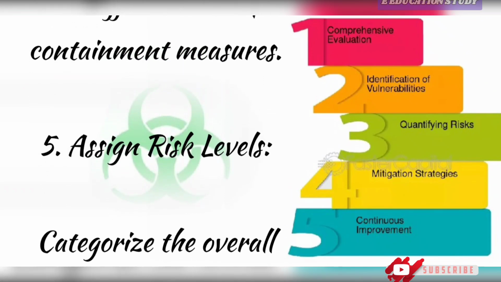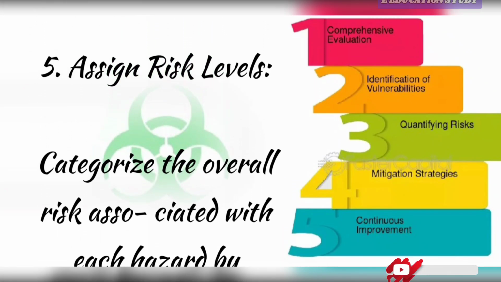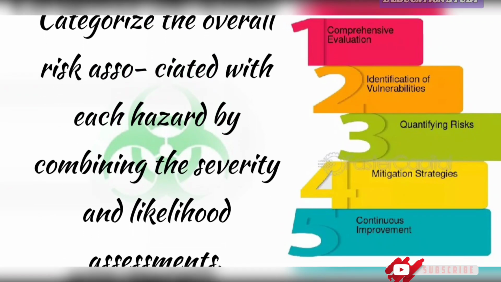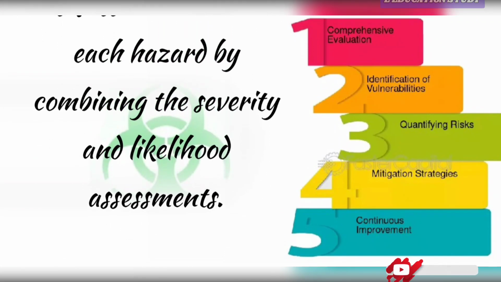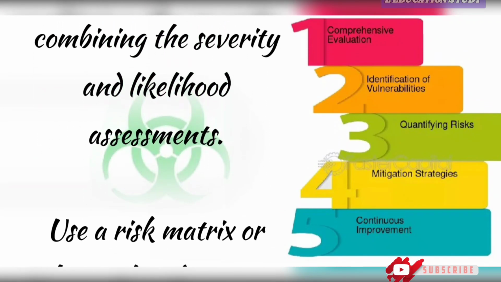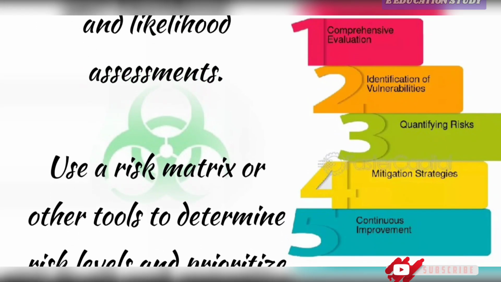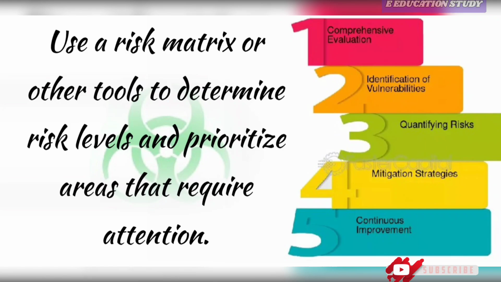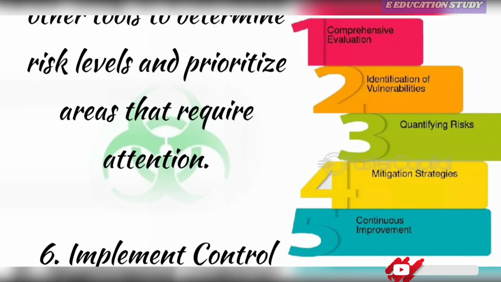5. Assign risk levels. Categorize the overall risk associated with each hazard by combining the severity and likelihood assessments. Use a risk matrix or other tools to determine risk levels and prioritize areas that require attention.